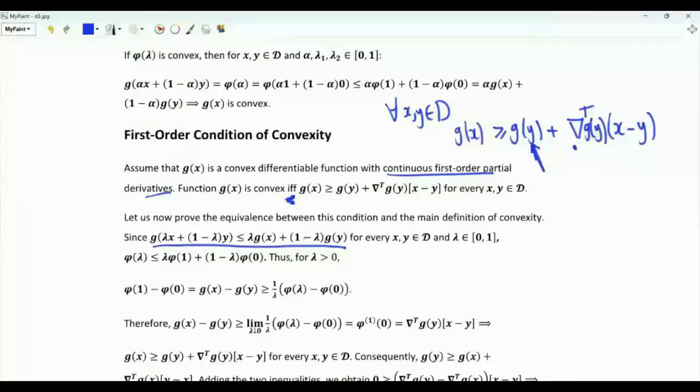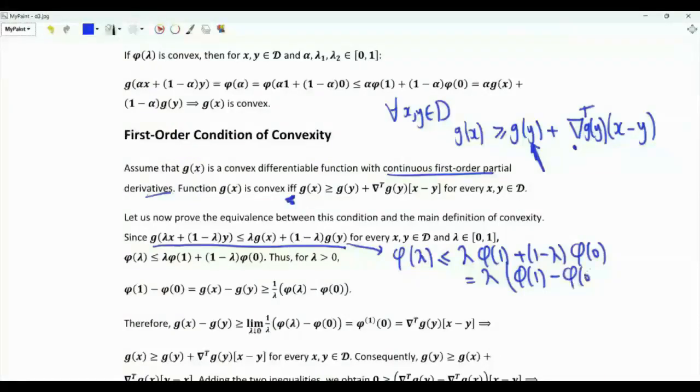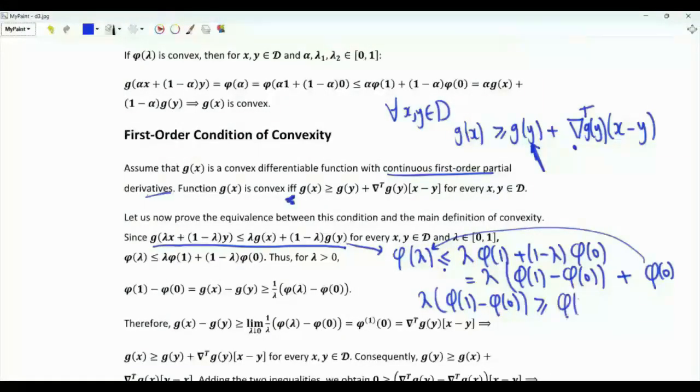Rewrite the convexity condition using function phi. This is phi of lambda less than or equal to lambda of phi of 1 plus 1 minus lambda of phi of 0. The right hand side is equal to lambda times phi of 1 minus phi of 0 plus phi of 0. Move phi of 0 to the left hand side. This inequality can be rewritten as lambda times phi of 1 minus phi of 0 is greater than or equal to phi of lambda minus phi of 0.